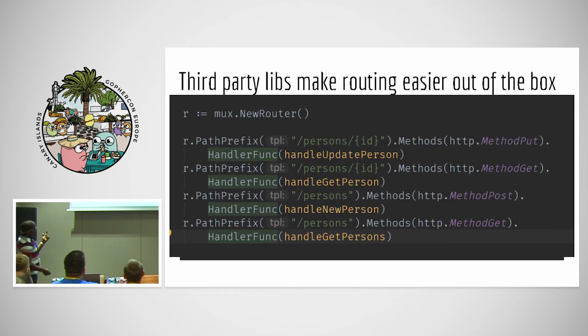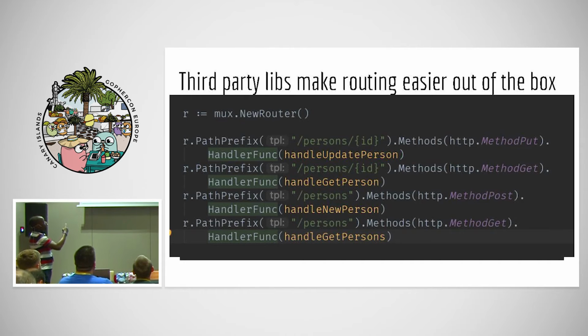So the example on the screen is one by Gorilla Mux. I instantiate a new router at the top, and then from there, given different paths, as you can see, I'm dynamically allocating a space for the ID when you're fetching from the persons route or inserting.